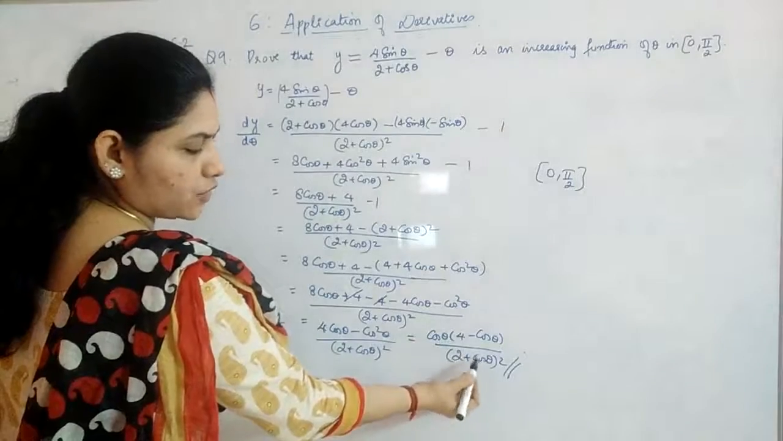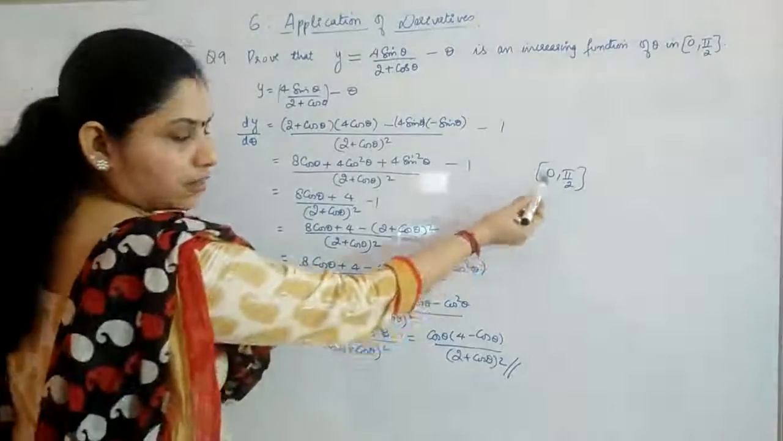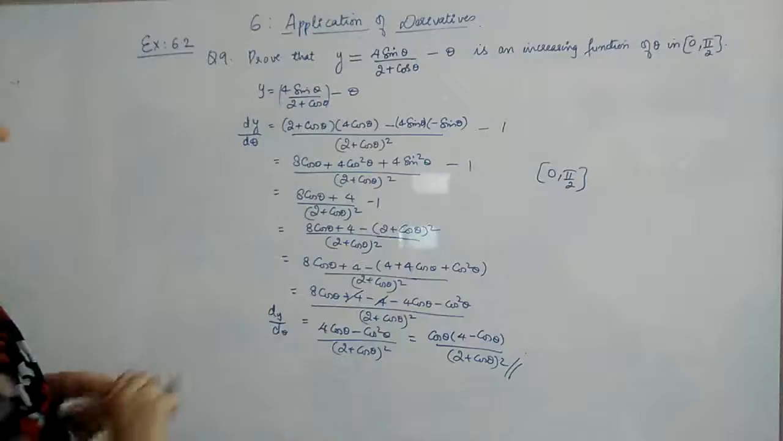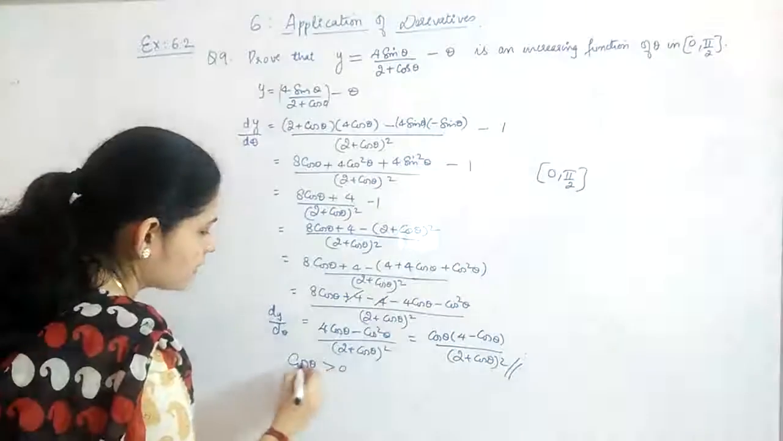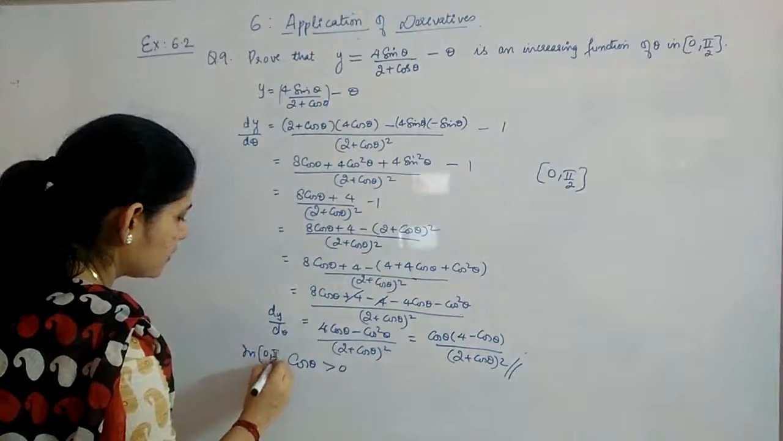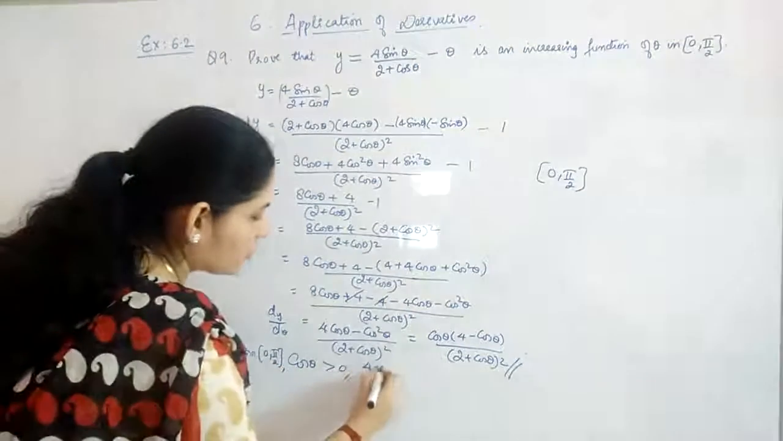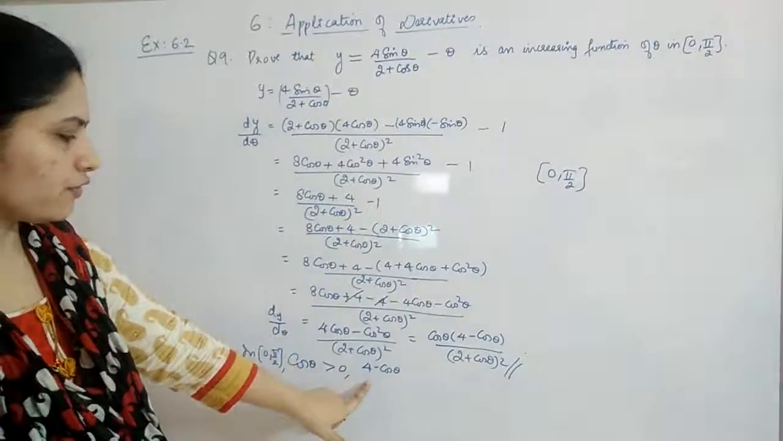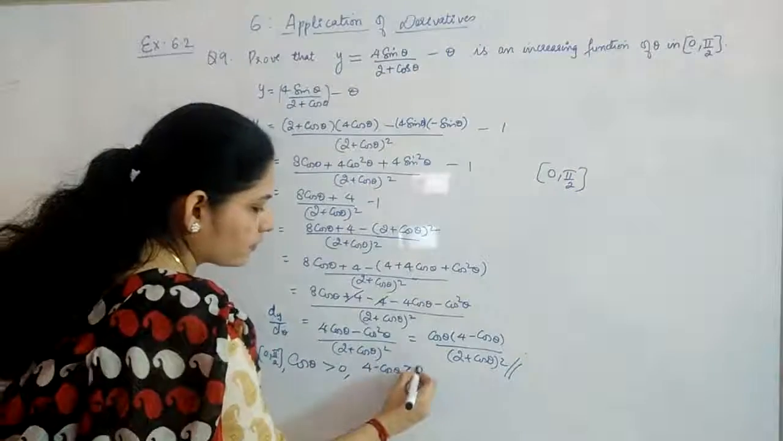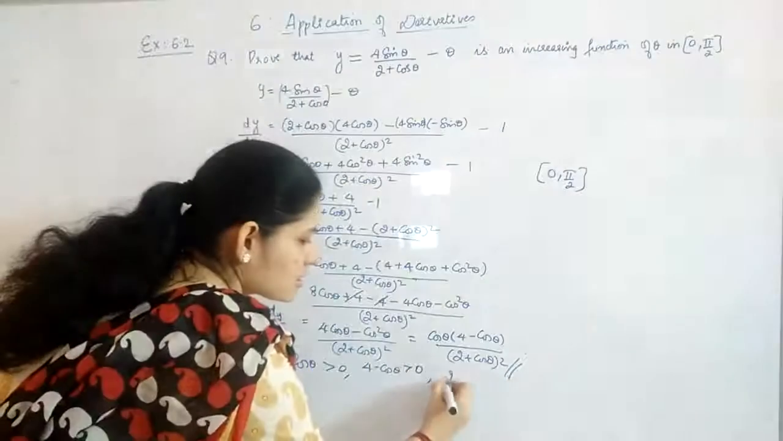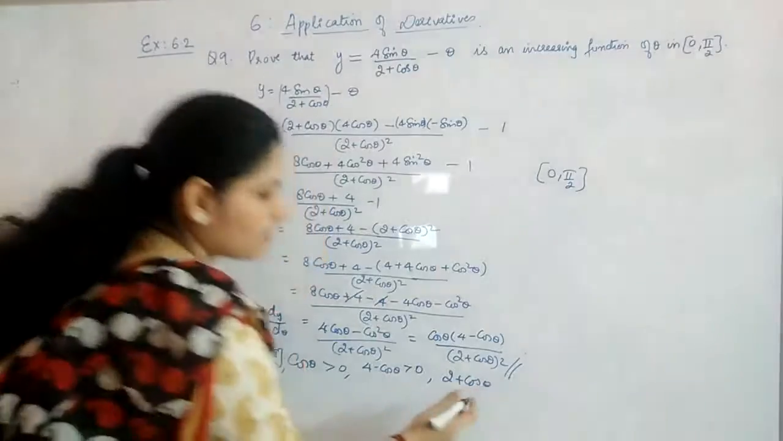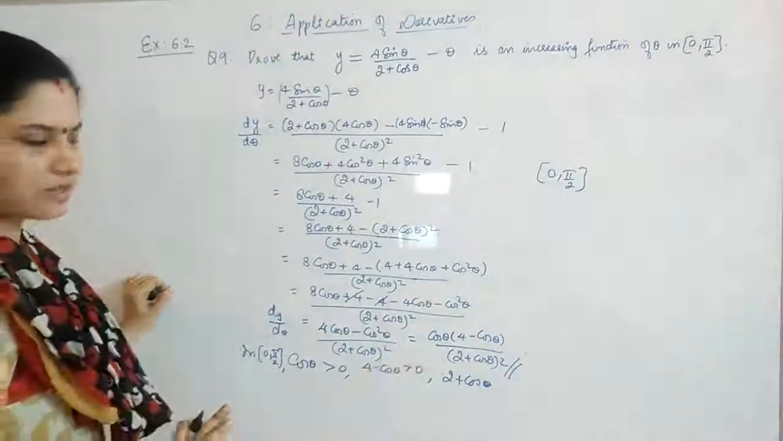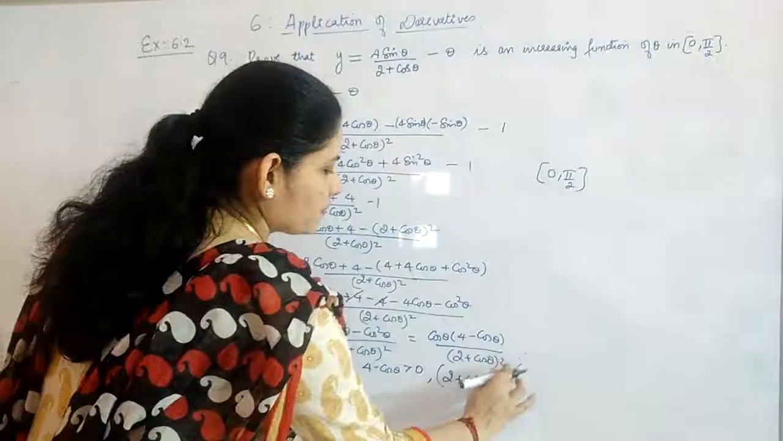Whatever be the value of cos theta, we have seen that in this interval cos theta is positive, but even if it were negative you would get the whole square to be positive only. So cos theta is greater than 0 in the closed interval 0 to pi by 2. Then what about 4 minus cos theta? The maximum value cos theta can have in the interval is 1, so 4 minus cos theta will also be positive. Then you have 2 plus cos theta the whole square. Cos theta is positive, which means 2 plus cos theta is also positive, so the whole square will also be greater than 0 only.